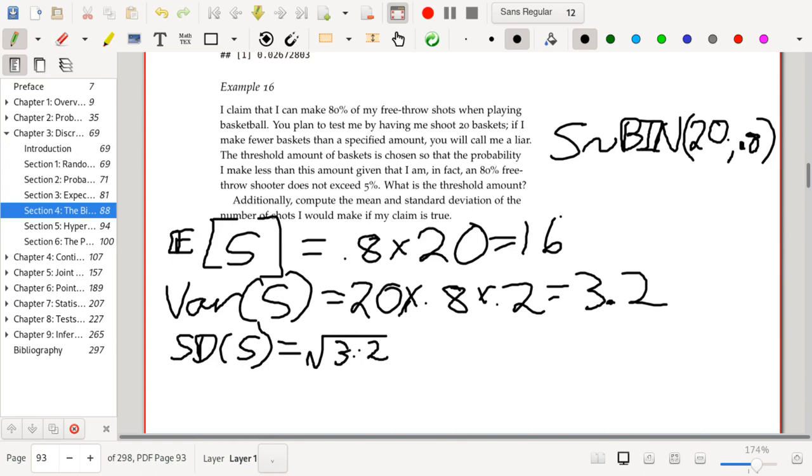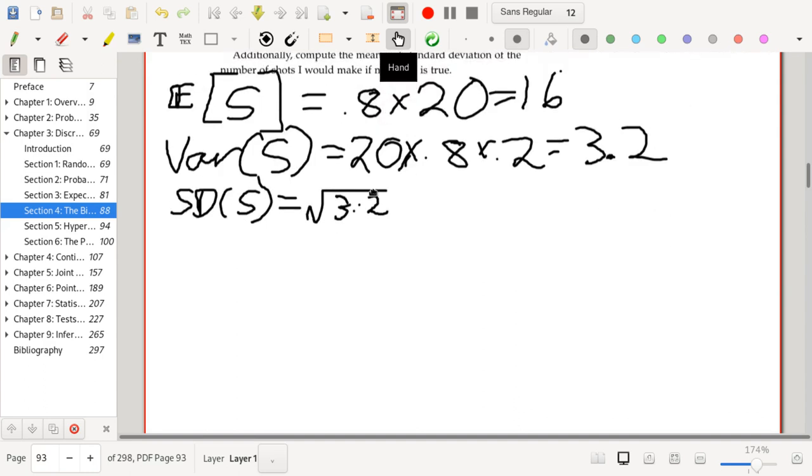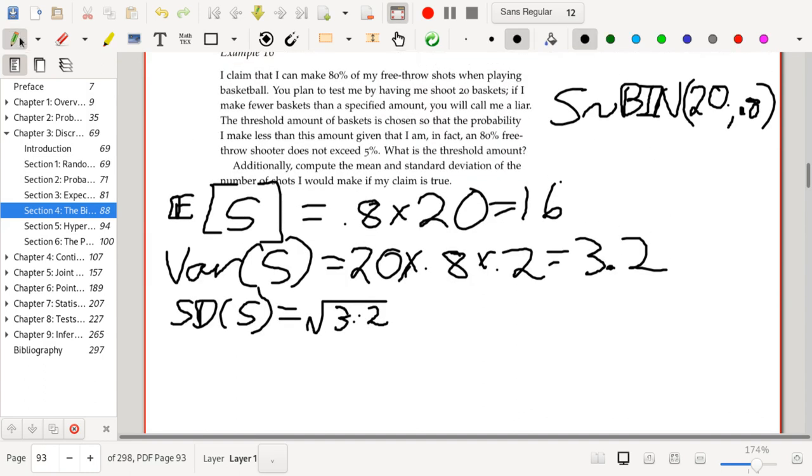Okay, so that was the easy part. Now for the hard part. I have asked that you pick a threshold amount of baskets so that the probability I make less than this amount, given that I am in fact an 80% free throw shooter, does not exceed 5%. We will call this threshold amount K.